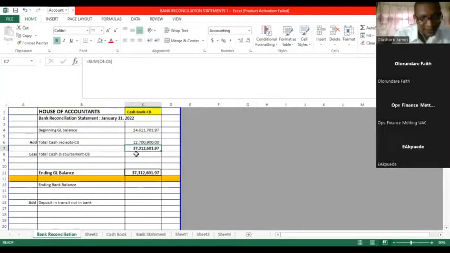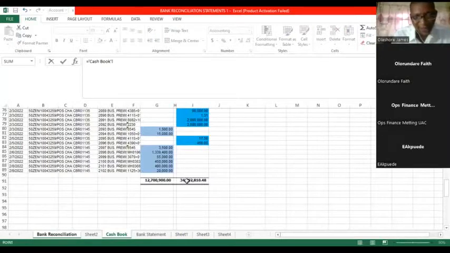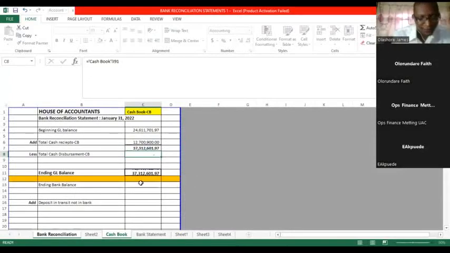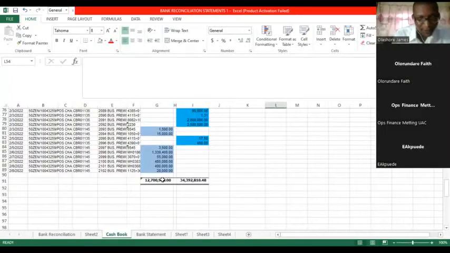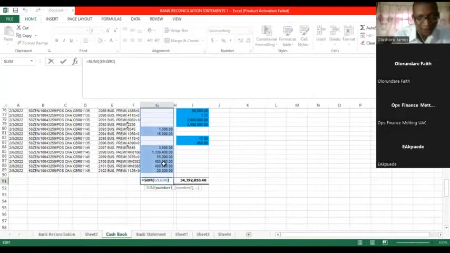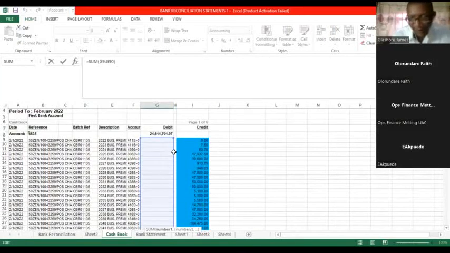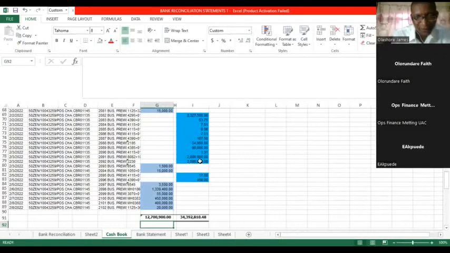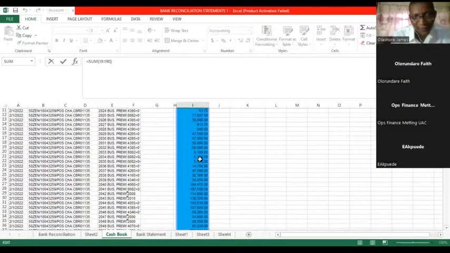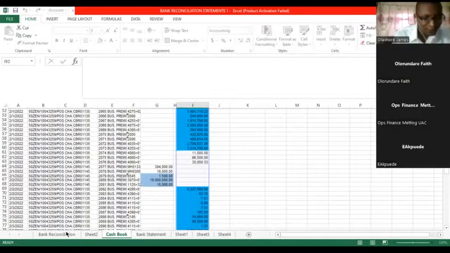Then what is the cash disbursed? That's the credit side. So what is the credit side? That is the payment side. This is the total payment side of cash. Now let's see something. Let's check if this figure was not part of the opening. It's not part. And this figure, let's see if it's not part of the opening. Okay, it's not part. Fine, we are good.